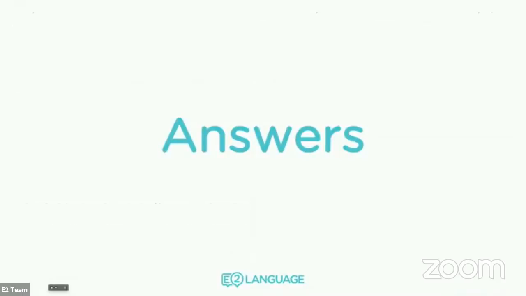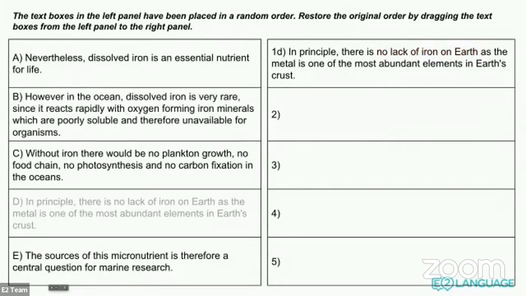Okay, let's have a look at the answers now. So in fact, the independent sentence here is D. I know it starts with 'in principle', and that looks like a word like 'however' or 'therefore', but it's not. You can in fact start a paragraph with 'in principle'. Listen to this. It says, 'In principle, there is no lack of iron on Earth, as the metal is one of the most abundant elements in Earth's crust.' So it's a nice independent sentence.